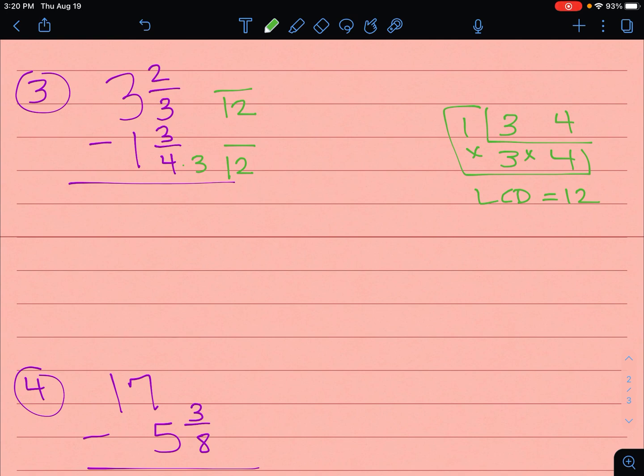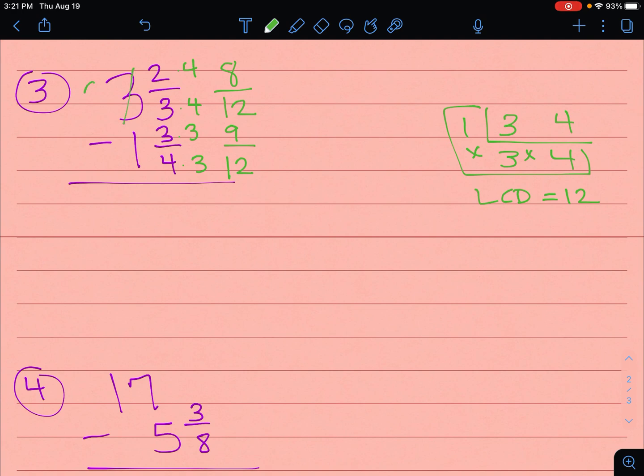Now 4 times 3, that's 12, so 3 times 3, that's 9. Whatever we do to the bottom, we have to do to the top. I heard you say it. So now 3 times 4, that's 12, and so 2 times 4, that's 8. 9 is bigger than 8, so we need to borrow.